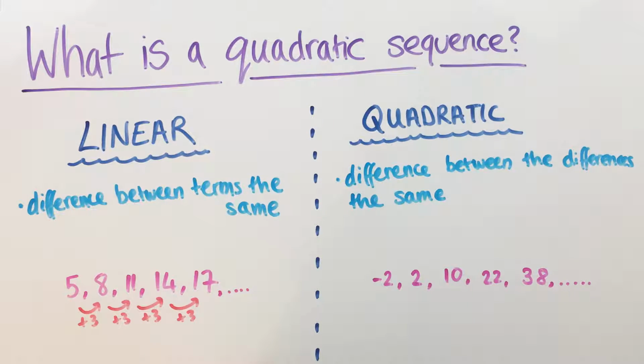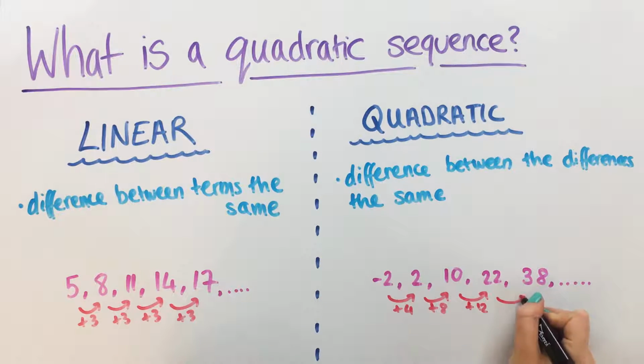First we work out the differences between the terms. To get from -2 to 2, you plus 4. To get from 2 to 10, you plus 8. To get from 10 to 22, you plus 12. And to get from 22 to 38, you plus 16. We can therefore see that this is not a linear sequence, as the differences between the terms are not the same. But now let's look at the difference between the differences.